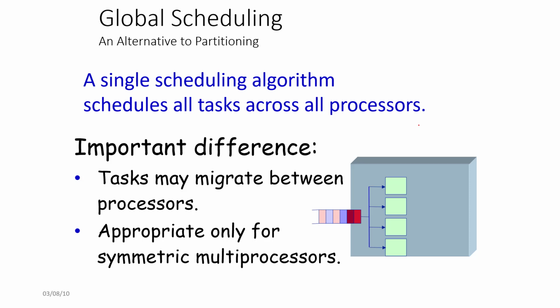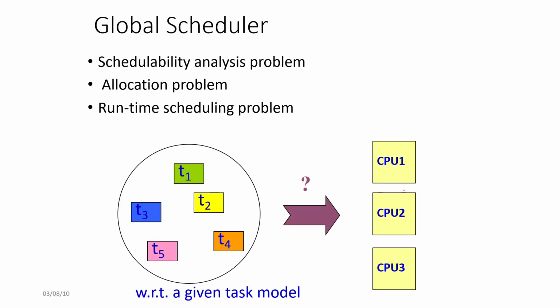So in terms of global scheduling, which is an alternative to partitioning, it's a single scheduling algorithm which schedules all the tasks across all the processors. So the key point is we have a single queue, and tasks may migrate between processors. This is of course appropriate when there is a degree of symmetry between the multiprocessors, in the sense that a task can actually execute anywhere. It can execute here, here, here, here, and here. If of course there is a binding, in the sense that there is some resource here which is not there in another processor, then of course this complicates things.